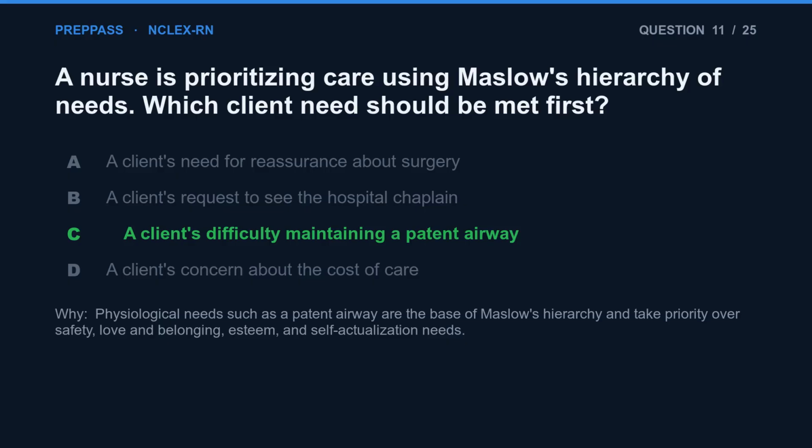The correct answer is C. Physiological needs such as a patent airway are the base of Maslow's hierarchy and take priority over safety, love and belonging, esteem, and self-actualization needs.